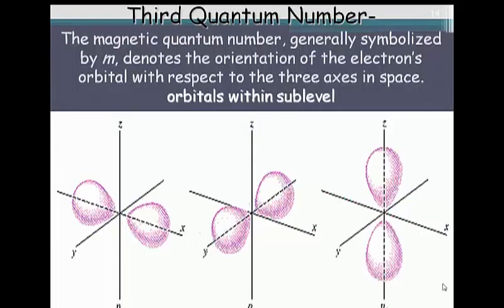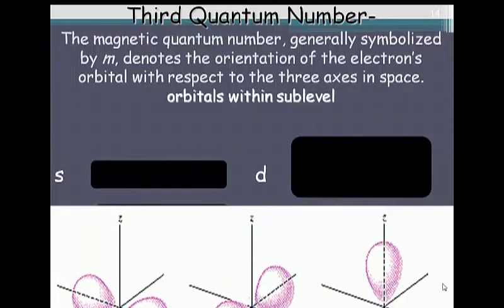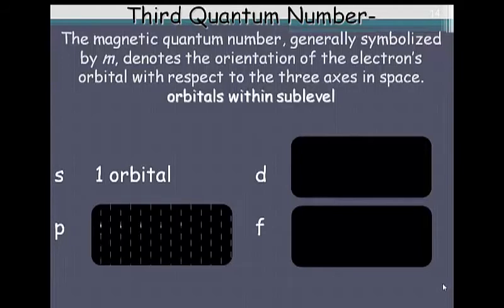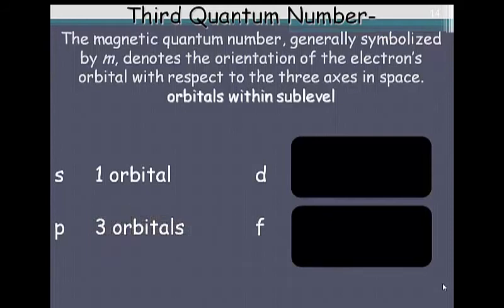The third quantum number, called the magnetic quantum number, is symbolized by a letter M. And what this tells us is the orientation of the electron within the orbital itself in relation to the 3 axes. So, within the S sublevel, we have 1 orbital. 1 orbital can only contain no more than 2 electrons. That's why the S can only have 2 electrons. The P, however, has 3 orbitals, each potentially containing a maximum of 2 electrons for a total of 6.